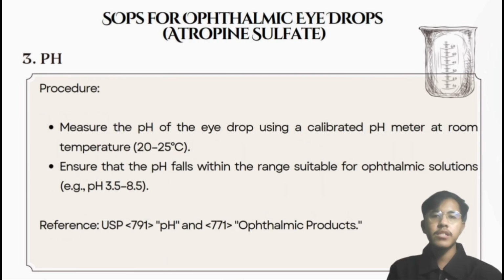Next is the pH test. The pH test ensures the solution pH is between 3.5 and 8.5, which is suitable for ophthalmic applications. The pH meter is calibrated using standard buffers at pH 4.0 and 7.0, and the solution's pH is measured at room temperature, around 20 to 25 degrees Celsius. This test follows USP 791 and USP 771.